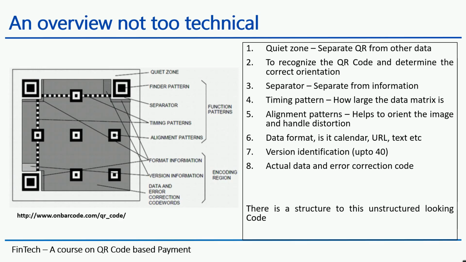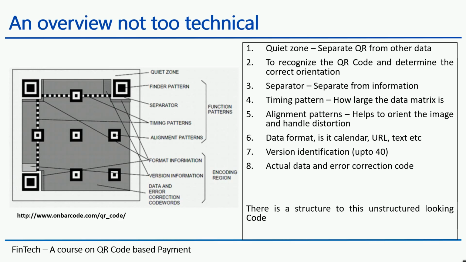Hence, I said that there is a structure to this unstructured-looking code. We might be looking at many QR codes, and it is not possible for the human eye to understand what is in the QR code, and hence we think that this is just a random QR code or some black and white dots which have been pasted in some random order.